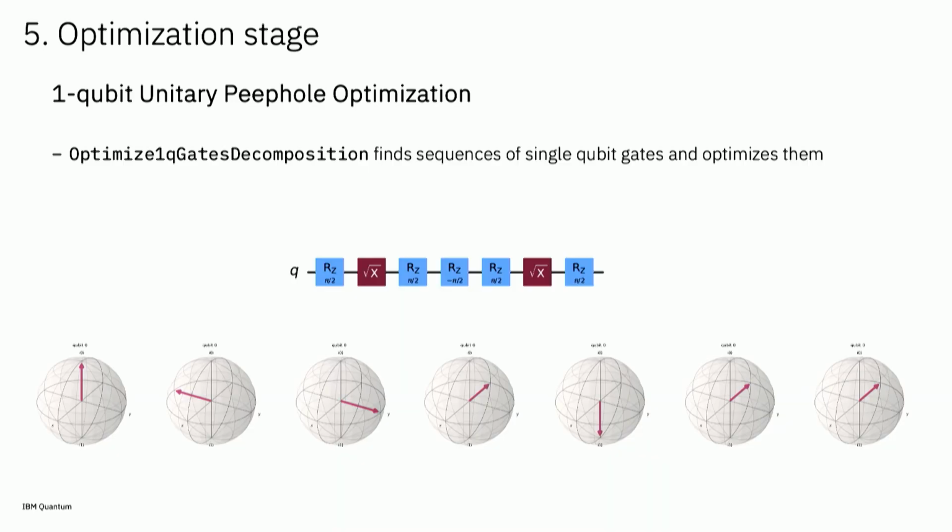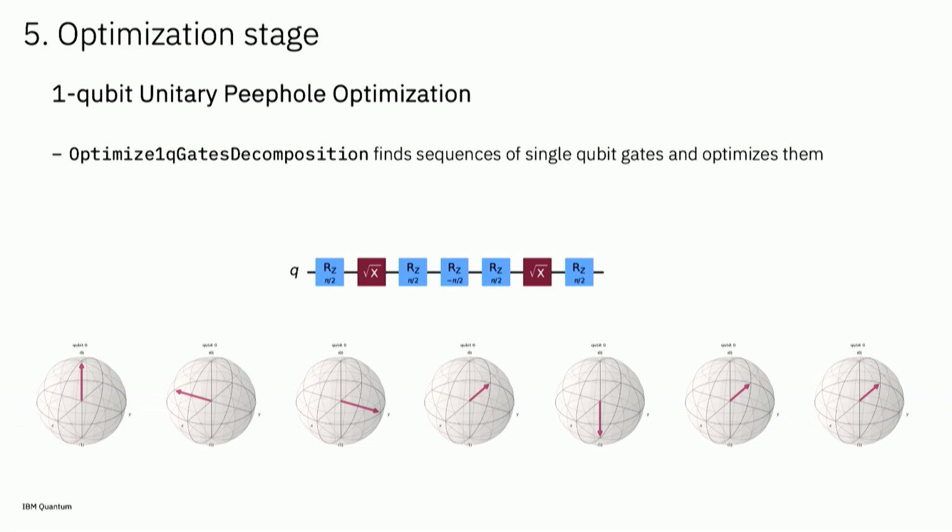So the first optimization pass I wanted to talk about is one-qubit unitary peephole optimization. This is done with the Optimize1qGatesDecomposition pass, which is a real mouthful. And I apologize, I'm terrible at naming things. So when I wrote the pass, I called it that because it made sense to me at the time.